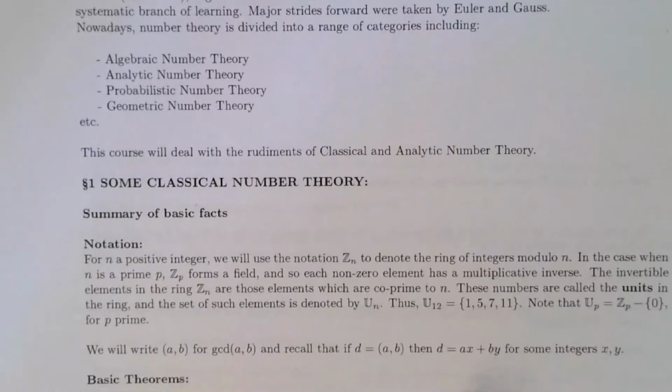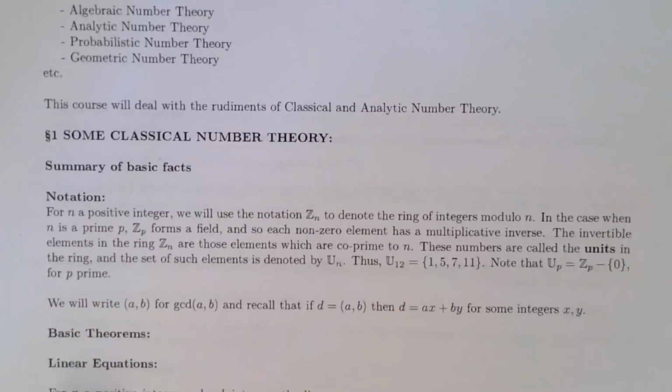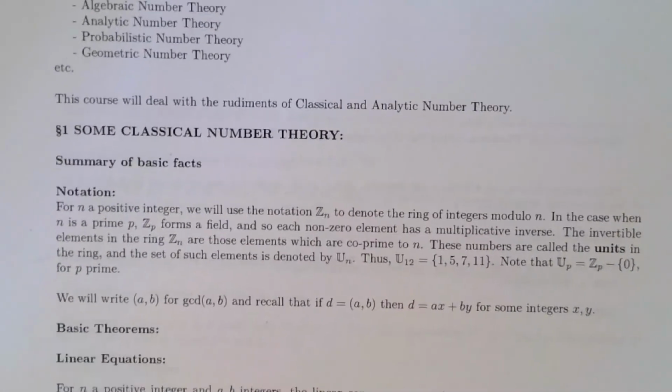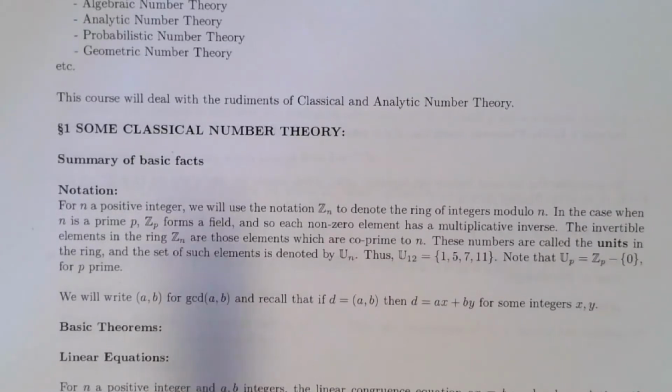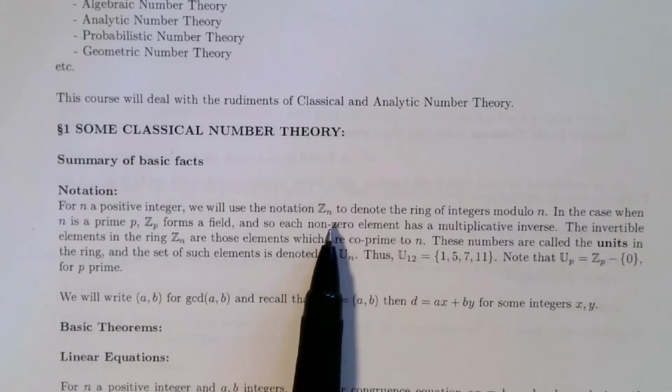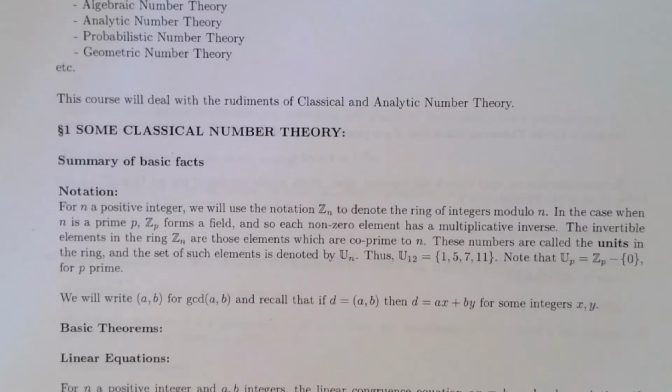So I'm going to begin with some classical number theory, and again I'm assuming that those who are interested in this have already done perhaps a first course in number theory, so this should not be completely new to you. So we take a positive integer n, and I'm going to use the notation Z_n to denote the ring of integers modulo n. Now by a ring of course we mean a set, vaguely speaking, where we can add, subtract and multiply but not necessarily divide. The integers mod n form a ring with a 1.